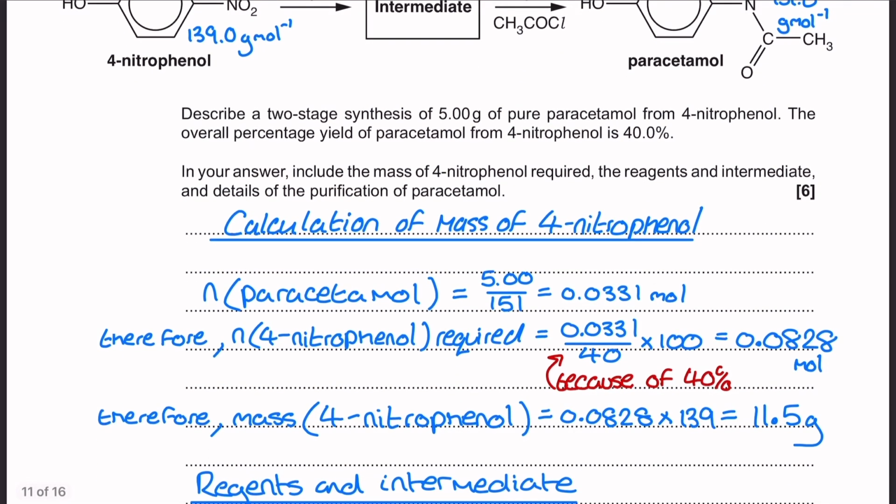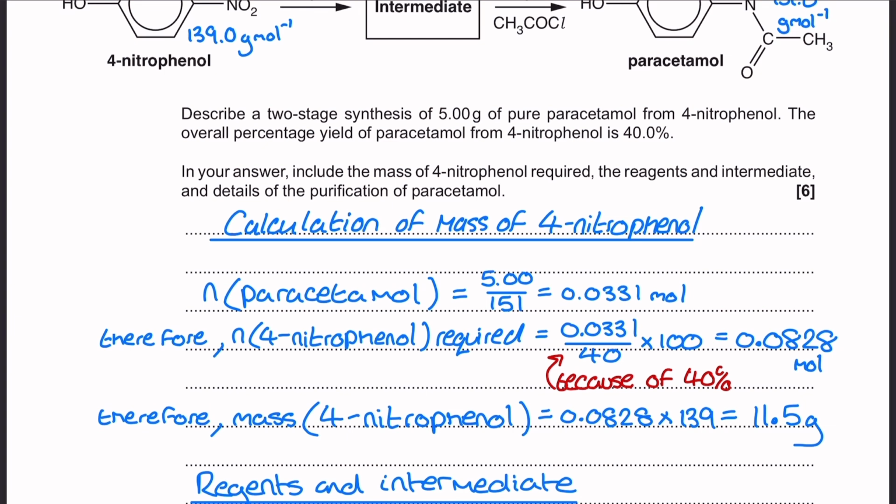In your answer, include the mass of 4-nitrophenol required. So as I was just describing, we've got to take into account that 40%. The reagents and intermediate and details of the purification of paracetamol. So it's an organic solid. So we're talking about purification of organic solid, which is recrystallization.